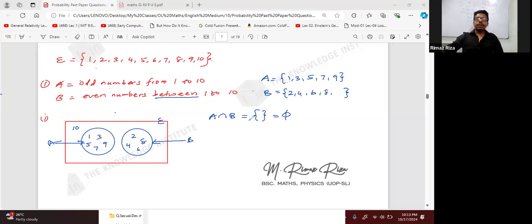For example, the number of romantic movies acted by Rima is a null set. Or the number of sixes I played in the T20 World Cup, that is also a null set. Okay. Number of good presidents in Sri Lanka, that is also a null set, right?